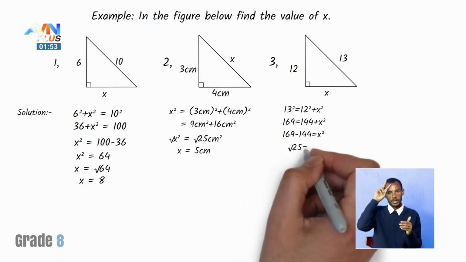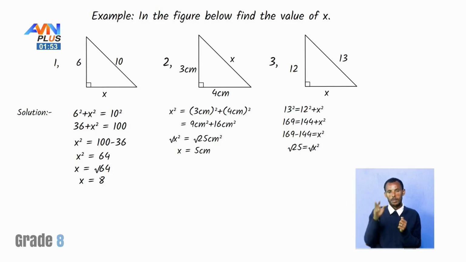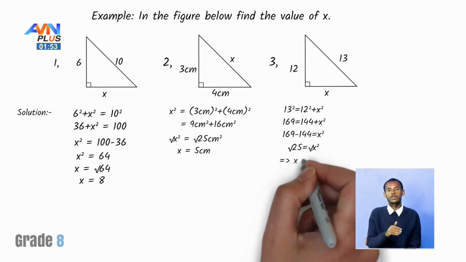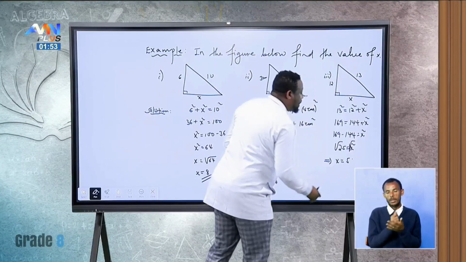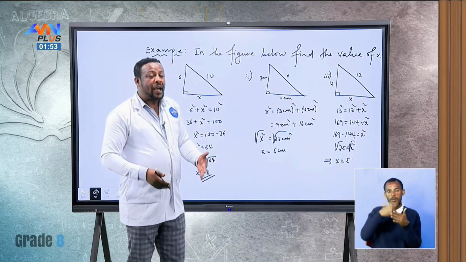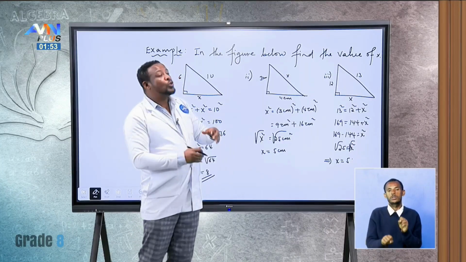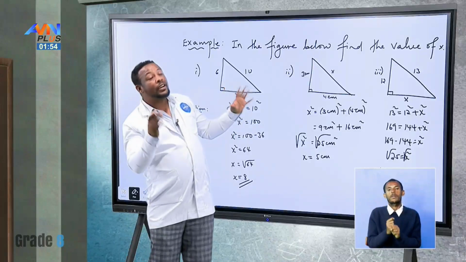So now the last step will be taking the radical of both sides. So x is equal to 5. The value of x becomes 5 units. This is how you can apply Pythagoras theorem to find the unknown side.